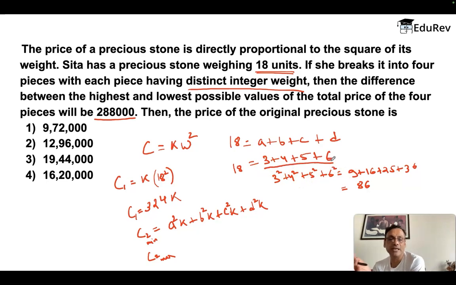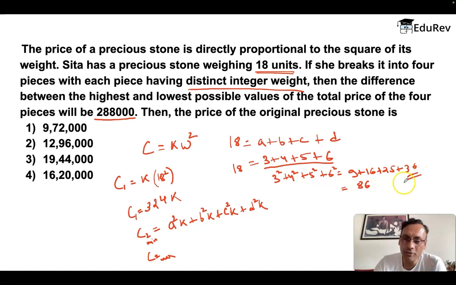But if you reduce any value significantly, let's say you ask why take 3, why not take 1? If I take 1 instead of 3, I'm reducing it by 2. So the last value instead of 6 will become 8, and 8 square, 64, will be much, much higher than 36. So I try to keep the values as close and as much in the middle as possible if you want to minimize the sum of the squares.